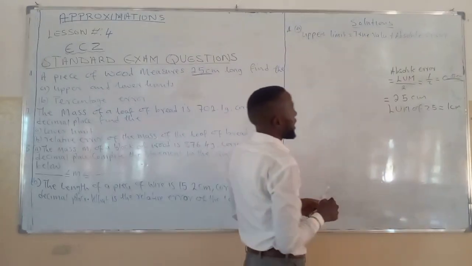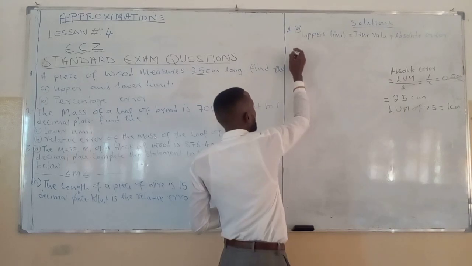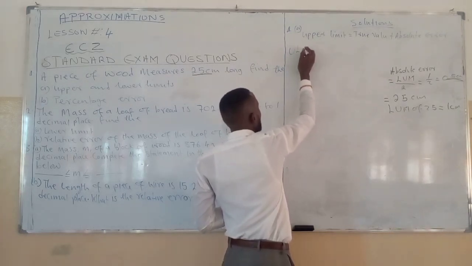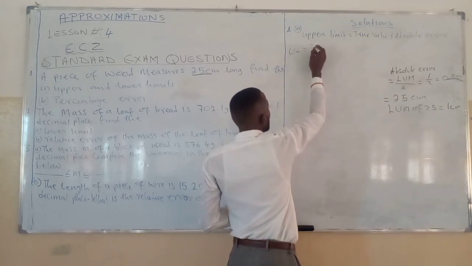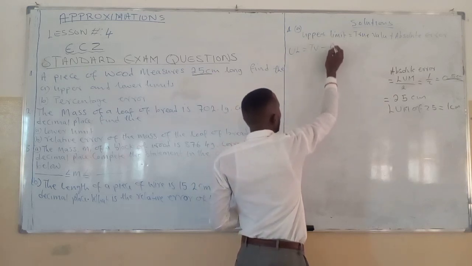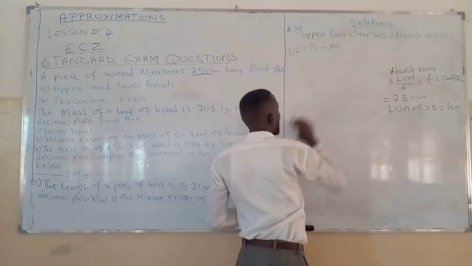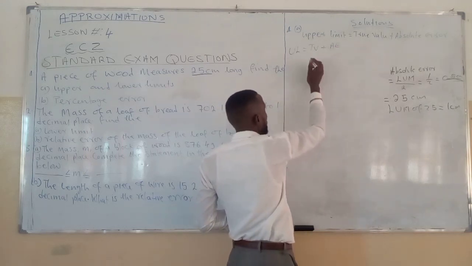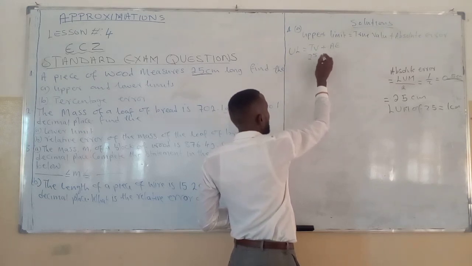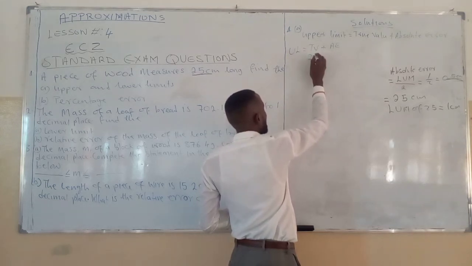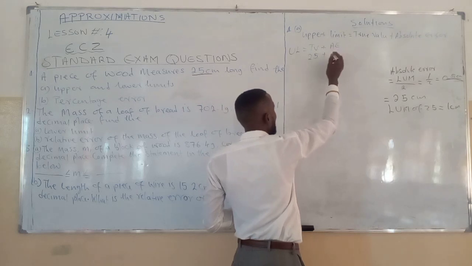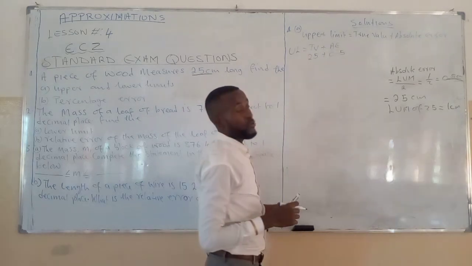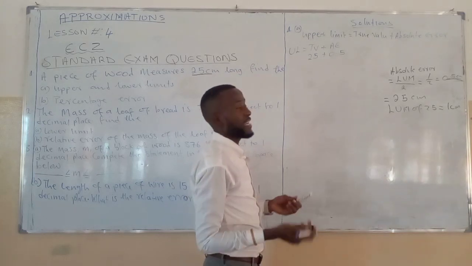So now that I know the absolute error, all I need to do is find the upper limit. Let me just abbreviate it. Upper limit is equal to true value plus absolute error. So what is my true value? It is 25. My true value is 25 plus, what is my absolute error? 0.5. Good. Now we need to add that, and then it means that you have found the upper limit.